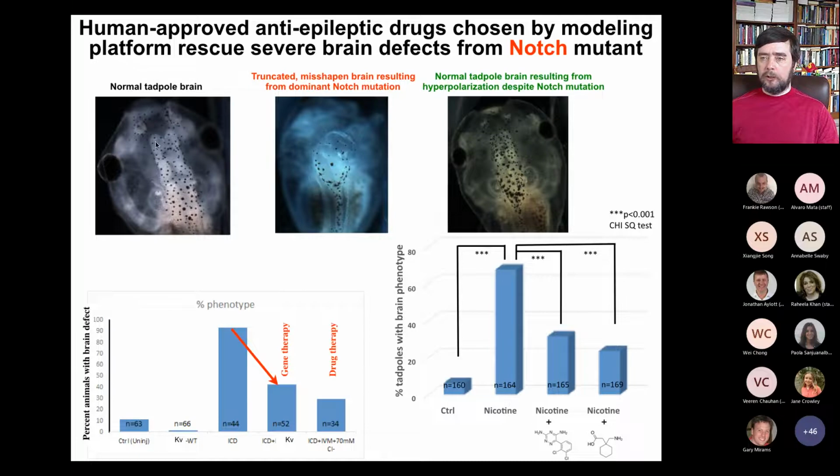Here's what a normal brain looks like: forebrain, midbrain, and hindbrain. These animals have a mutation in a gene called Notch. So this is a very important neurogenesis gene, dominant mutation. You can see the forebrain is gone. The midbrain and hindbrain are basically a bubble. They have no behavior. They just lay there doing nothing. It's a very, very harsh brain defect.